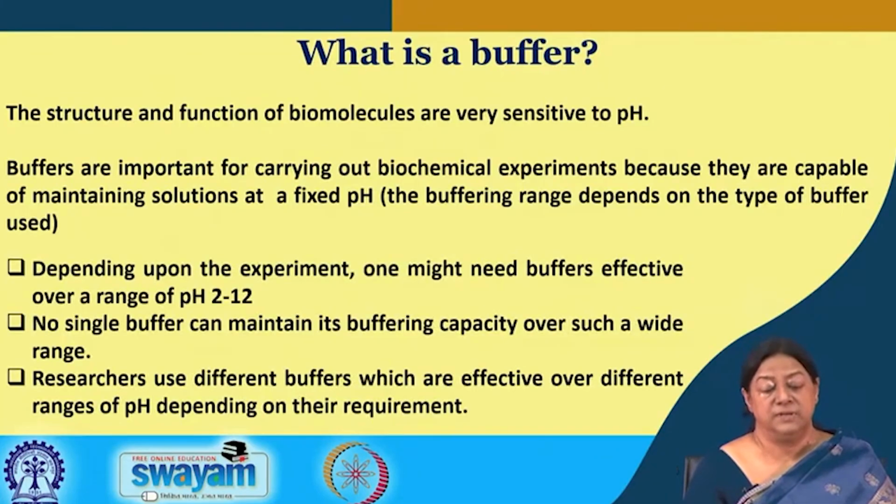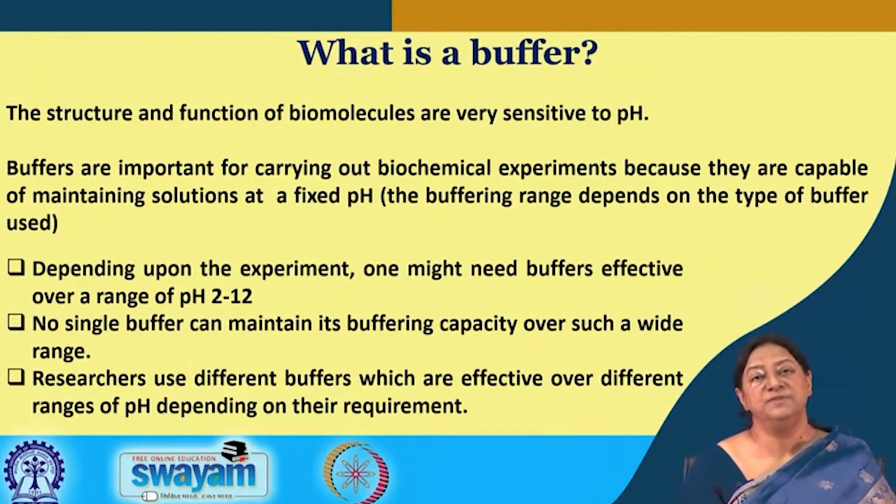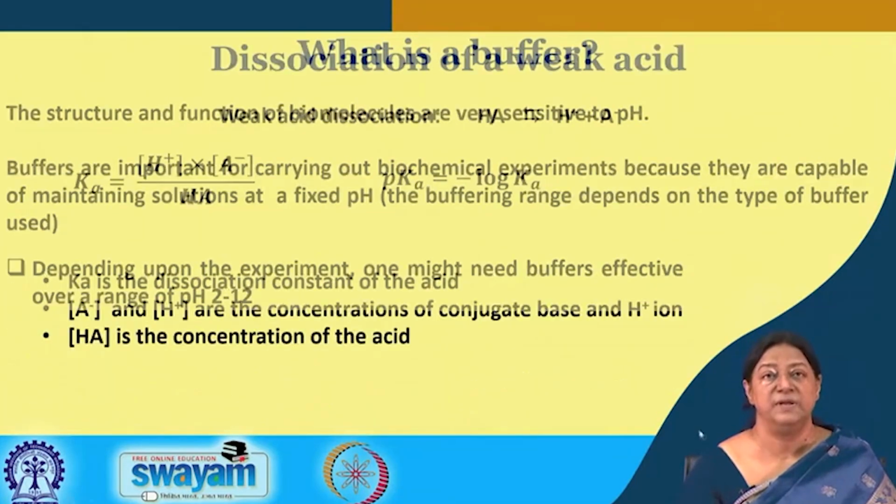Depending upon the experiment now, we might need buffers that are effective over a range of pH 2 to 12. There is no single buffer that can actually maintain its buffering capacity to such a large extent. So, depending on the type of experiment that you are conducting, depending upon the type of system you are studying, you will have to choose the buffer accordingly. And this buffer has to be effective over different pH ranges depending on the specific requirement of the experiment being conducted.